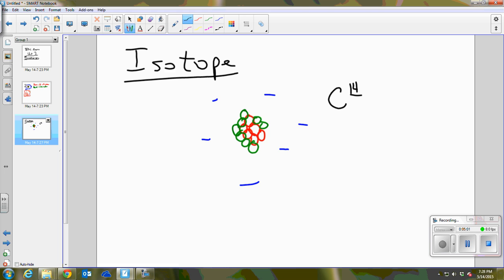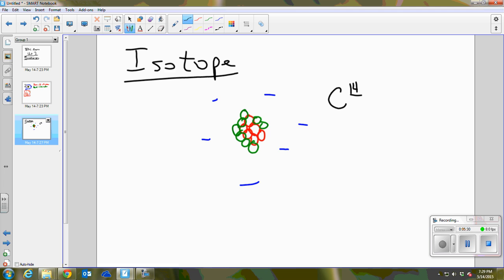Because now the new mass number, instead of 12, is 14, because there are 8 neutrons. And so these isotopes differ in neutrons only. Isotopes are sometimes unstable, like carbon-14, and these lead to radioactive decay. And this rate of decay is actually constant. And so these sorts of materials can be used to date older material, such as carbon-14.